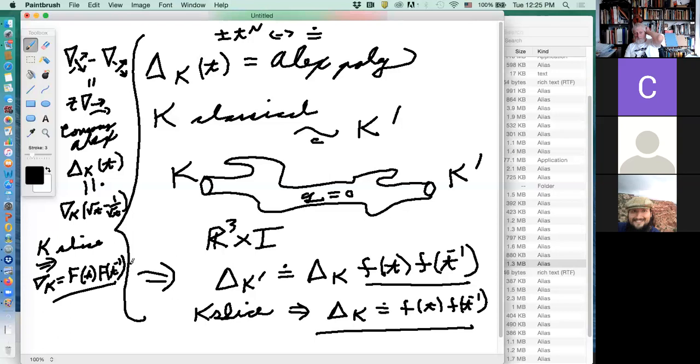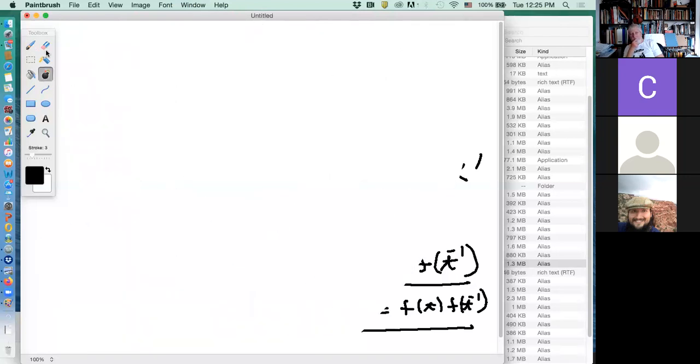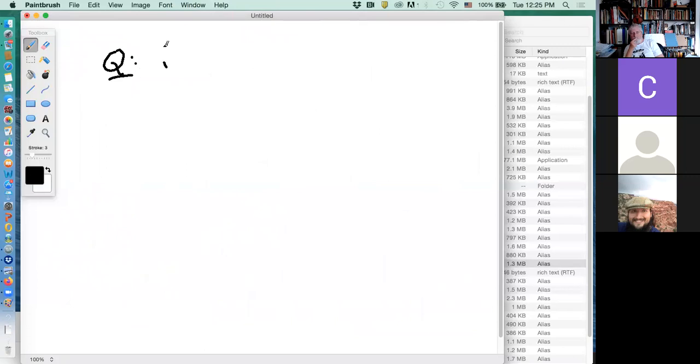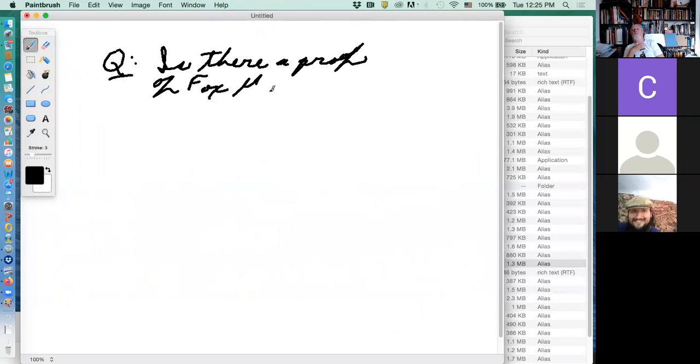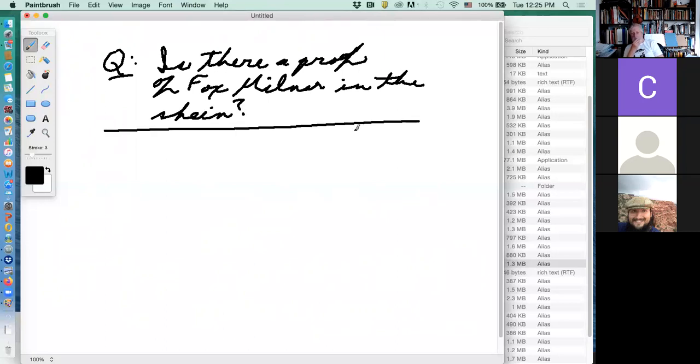So Conway is entirely defined by this formula here and its invariance and the normalization to be equal to 1 on the unknot. And so you might wonder, well, maybe you could prove the Fox-Milnor theorem using just the skein. That's the question. Is there a proof of the Fox-Milnor theorem in the skein? And I don't know. I don't know how to do it just using skein theory.